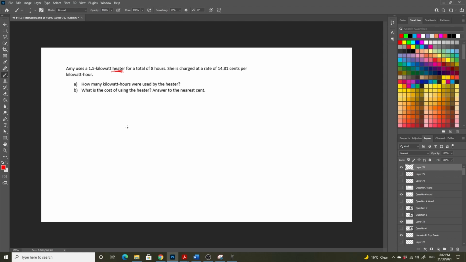Energy is usually charged in what is called kilowatt hours. In order to work out kilowatt hours, we simply multiply the kilowatt or the energy rating by the amount of time used, and we get our kilowatt hours. She is charged a rate of 14.81 cents per kilowatt hour. So it's asking us to convert the rating of the appliance and the amount of time it was used into kilowatt hours, and then from there determine the total amount that would cost.